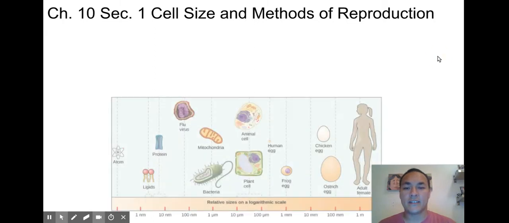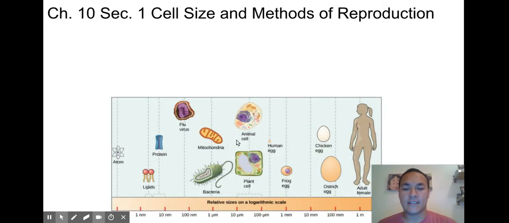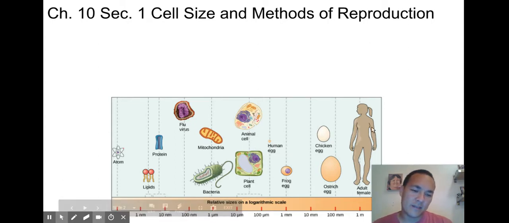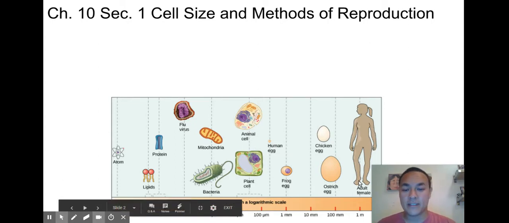This will not be on the test, so if you want to fast forward, you can, but it was in Chapter 10, and it's just a reminder that cells have a certain size, and why? Why aren't cells as big? Why aren't we just one big cell? Or why aren't they even smaller?